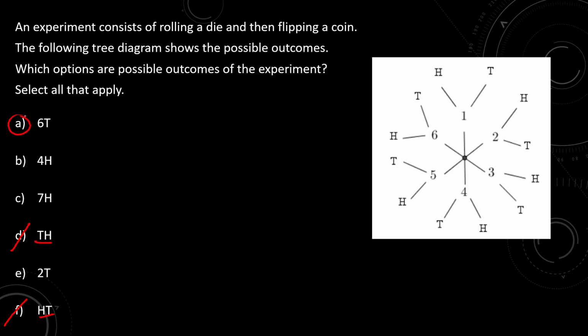I could roll a 6 and then land on tails. I could roll a 4 and land on heads. I could never roll a 7, however. 7 is not a part of my tree diagram. It goes up to 6. 7 I will never be able to get to. And I could also roll a 2 and then land on tails.